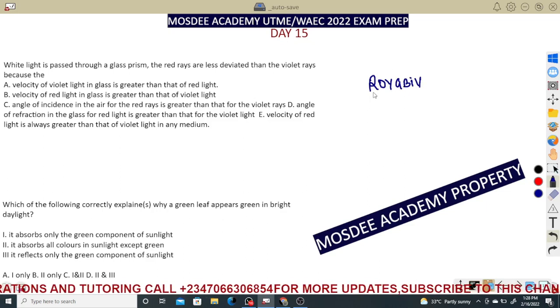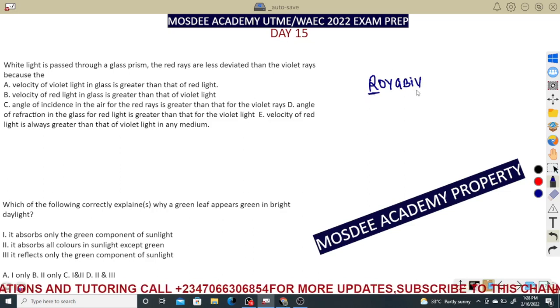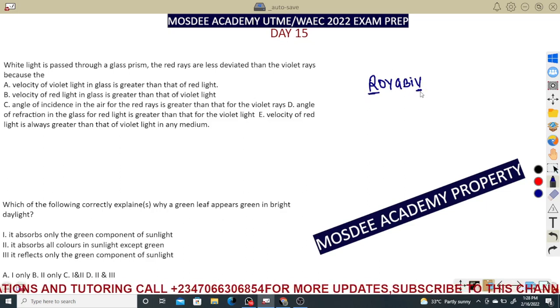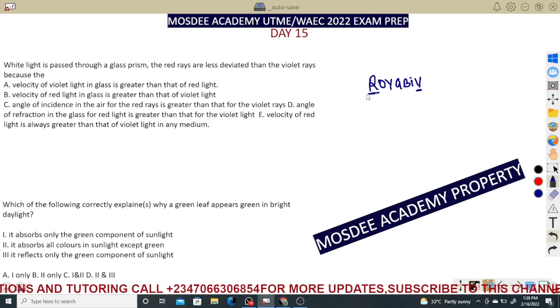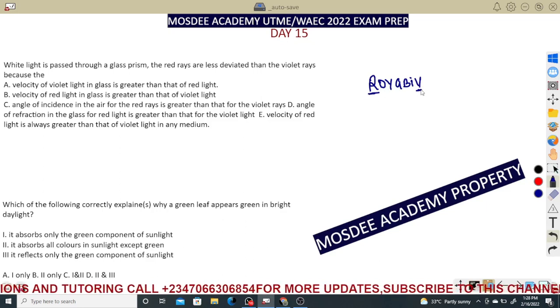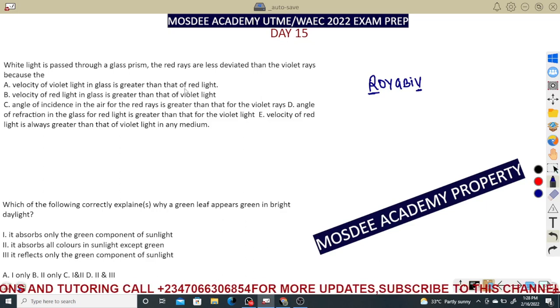Now, red has the lowest deviation. Violet has the highest deviation. Red has the highest speed and wavelength. Violet has the lowest speed and wavelength. That is just what you need to know. Now, what are they saying?